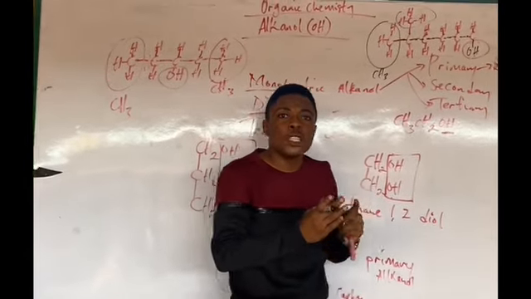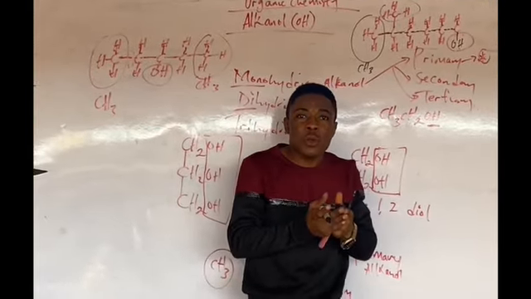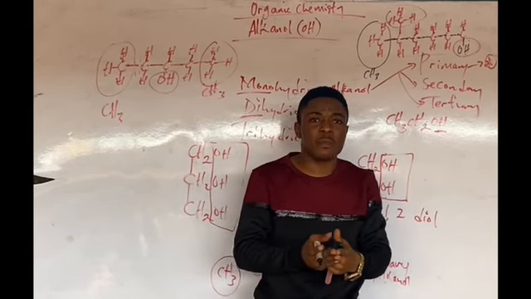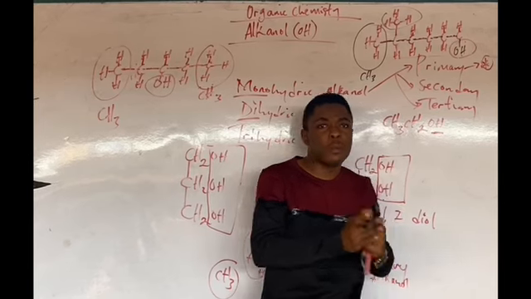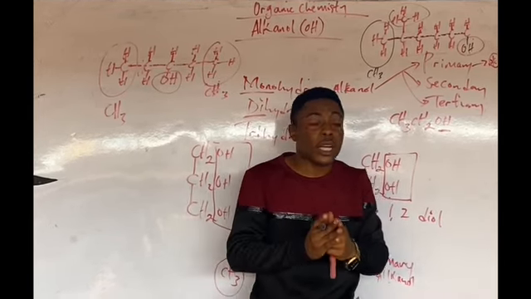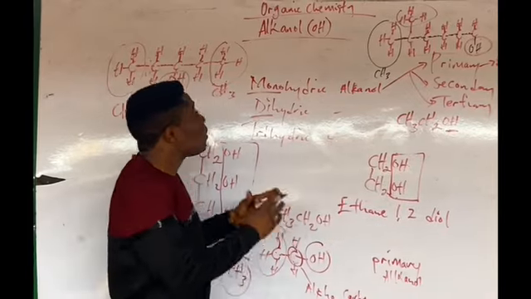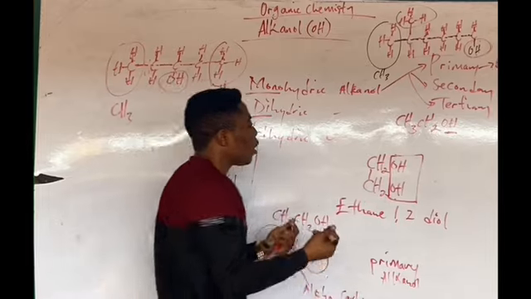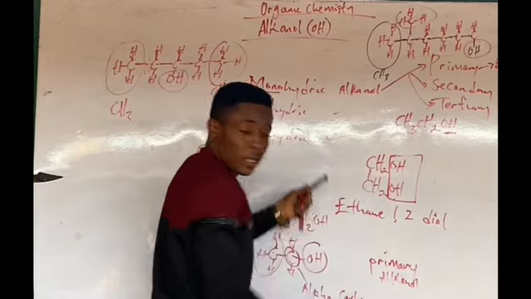So it is the position of the alpha carbon that dictates if an alkanol will be primary, secondary, or tertiary. So don't forget. Now lastly, the tertiary alkanol. Of course we are going to have something like this. Let me use just stop.